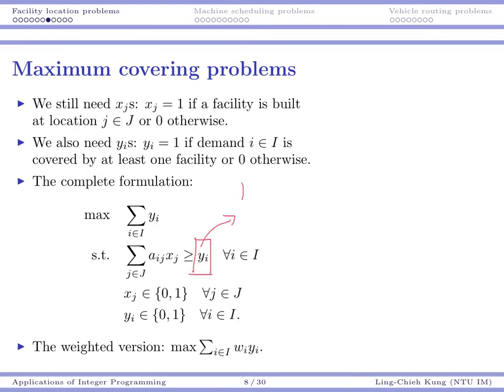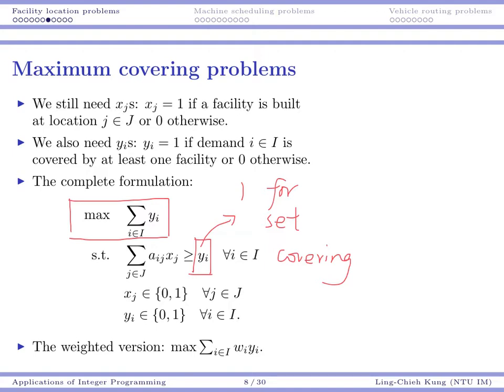Previously, this number is 1 for set covering problems. And now for maximum covering, this is y_i. And y_i can be 0 or 1, so that means you are not required to cover everything. You are allowed to leave some demands away. But what you want is to maximize the total number of covered demands. So if possible, you're going to try to set all those y_i to be 1.